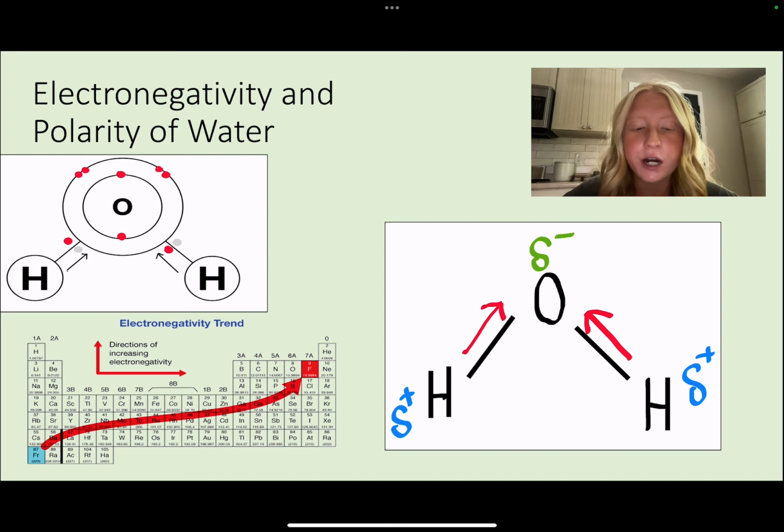And this also creates a pull, which can be shown by the red arrows in the image on the right. This results in a partial negative charge on the oxygen and a partial positive charge on the hydrogen. The partial negative is in green and the partial positive is in blue. Because of this uneven distribution of charges, water is deemed a polar molecule.